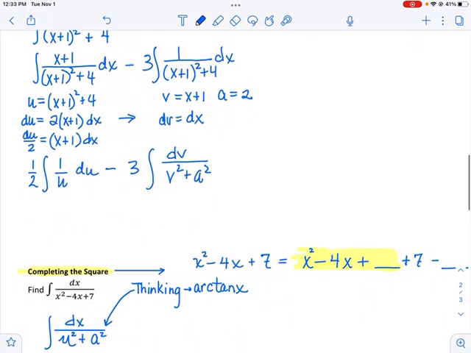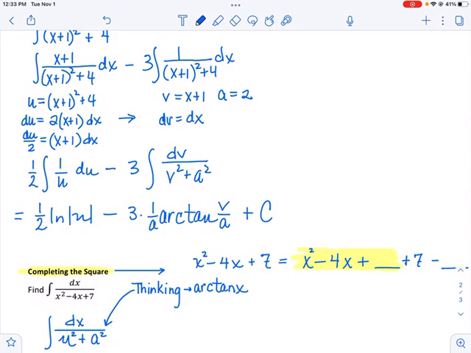So then I can do the first integral. I would say that this is 1/2 times ln of the absolute value of u, minus 3 times 1 over a. I'm going to write out the formula first: 1 over a, and we know it's the arctan of v over a, and then plus the arbitrary constant, okay?